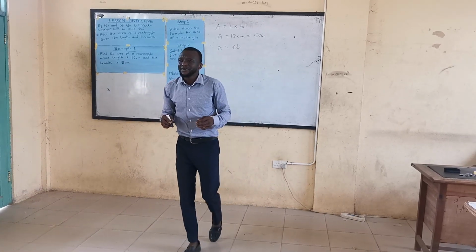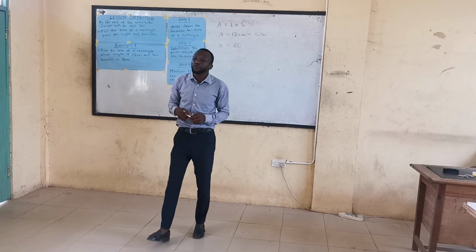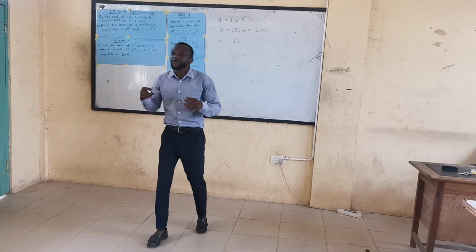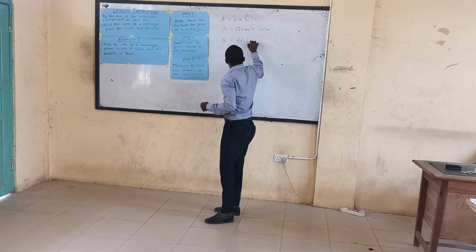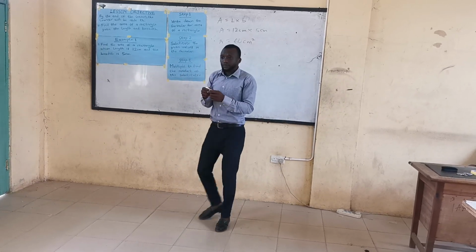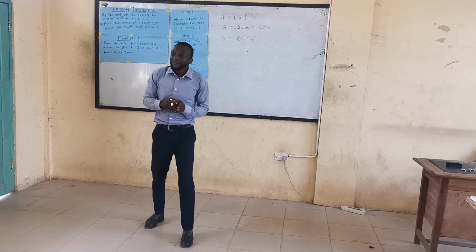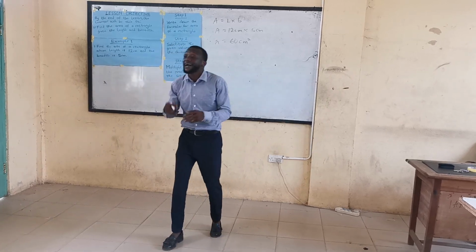Are we done? Good, we are not done yet. There are SI units of the area of the rectangle. So what is the SI unit of the area of the rectangle? Centimeter square. Good. So it is established that the value for the area of the rectangle is 60 centimeters square.